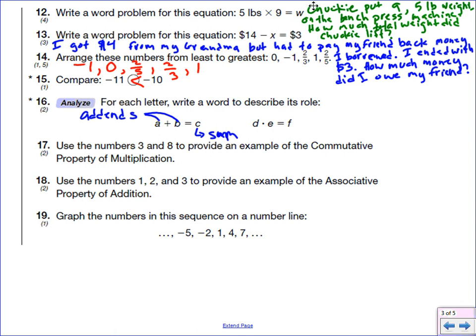Wow, writing's not going well for me. When you multiply two numbers, the numbers being multiplied are called factors. And your answer is the product.